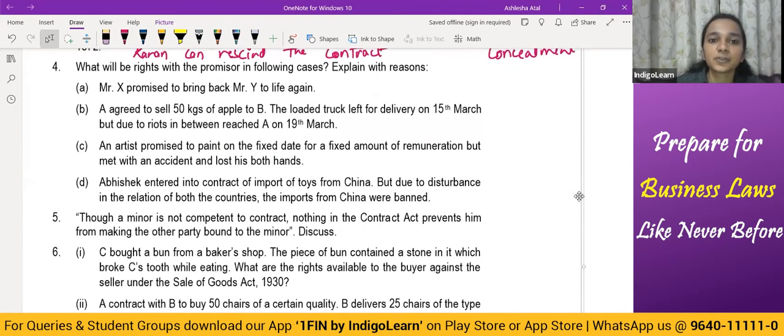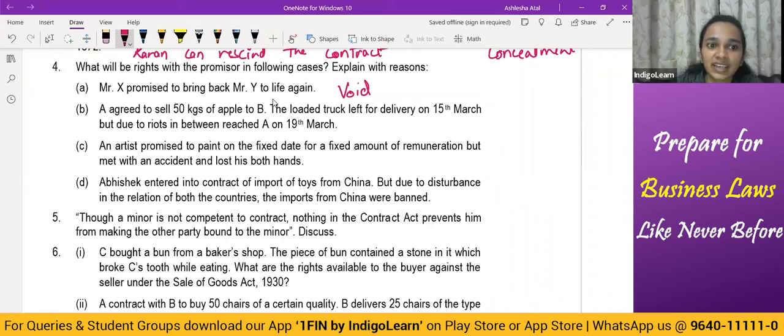What will be the rights of the promisor in the following cases? Explain with reason. These are all cases which have been taken from examples given in our study material. So let's quickly run through this. This is a very simple and a very easy question. The first case is Mr. X promised to bring back Mr. Y to life again. Now, do you think this is possible? Is this agreement even valid? No, it is void. There's no possibility of performance in this case.